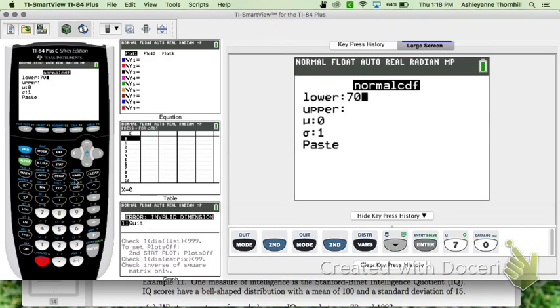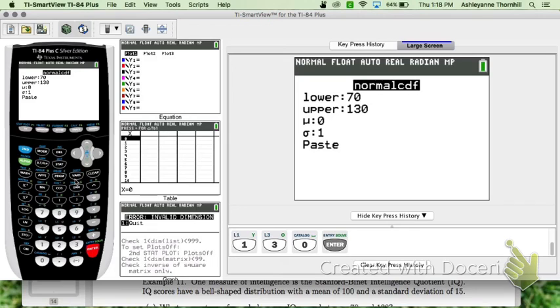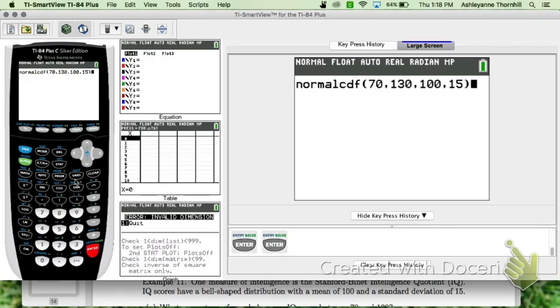So I'm going to type in 70, 130. Then it asks for my mean, which is 100, and my standard deviation is 15. Do we press enter? Press enter, enter. 0.9544. So 95%, 0.95. That was the answer to A.